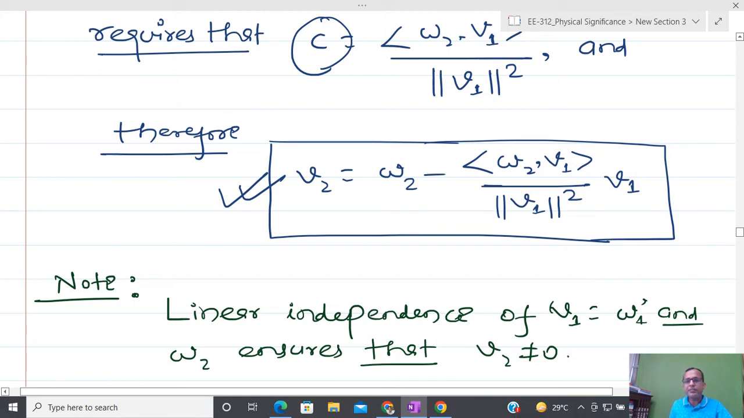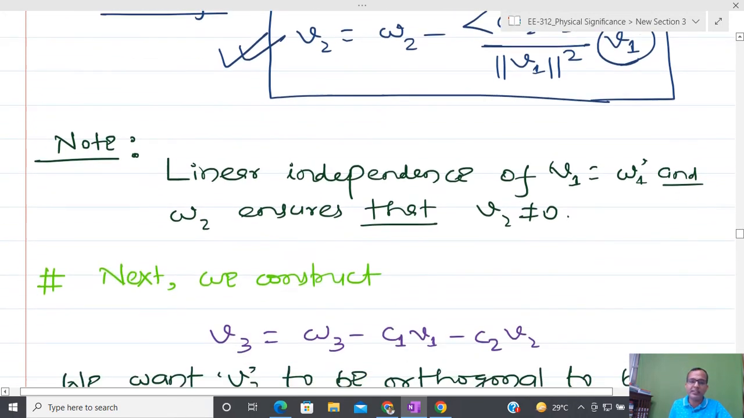Now it is possible to show that V2 is not equal to 0. Why? Because V1, W1 and W2 are linearly independent, and V1 I have defined as W1. So with the help of linear independence, it is possible to show that V2 is not equal to 0. So please do it by yourself. Okay, that is very easy.